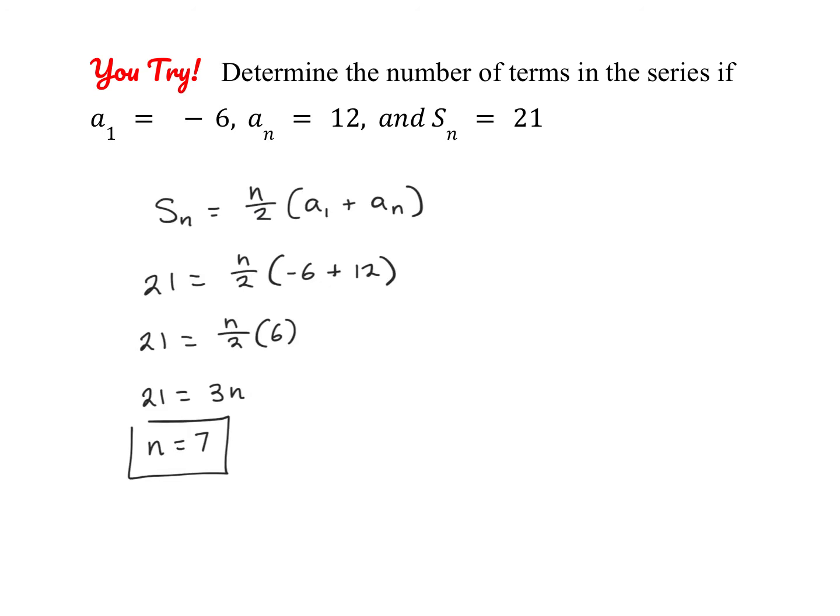Okay, so for this one, we're still going to be using that same sum formula, the finite arithmetic series formula. However, instead of solving for S of n, we're actually solving for n. So we're told that the sum of the first n terms is 21. We know the first term is negative 6 and the nth term is 12. So we can plug those in and solve for n, and we should get n equals 7. So there are 7 terms in this series.